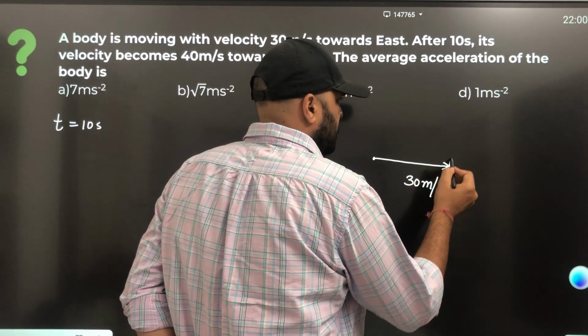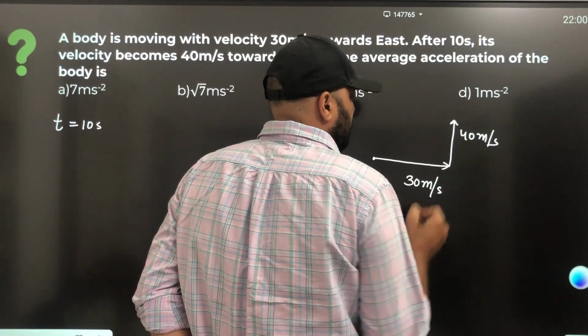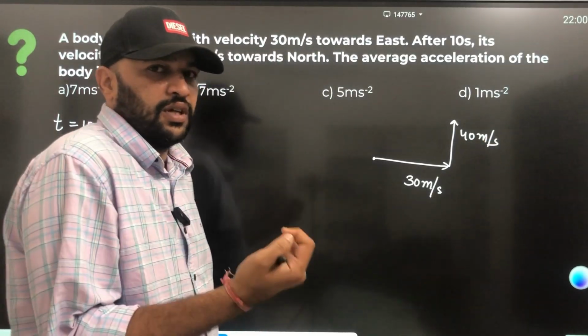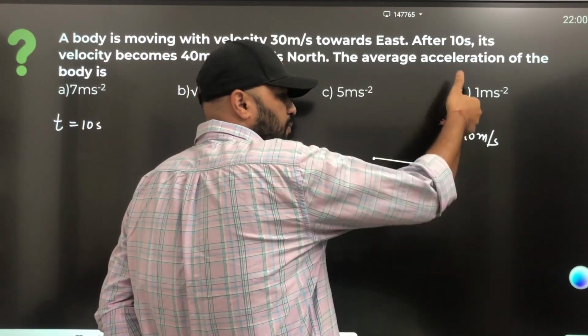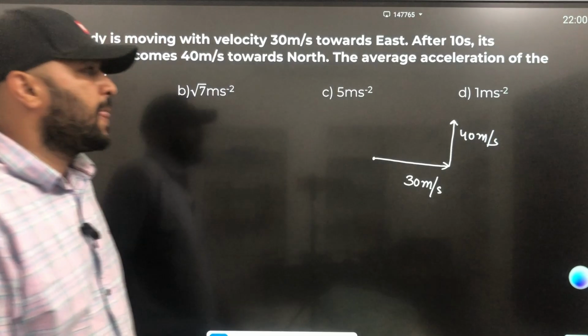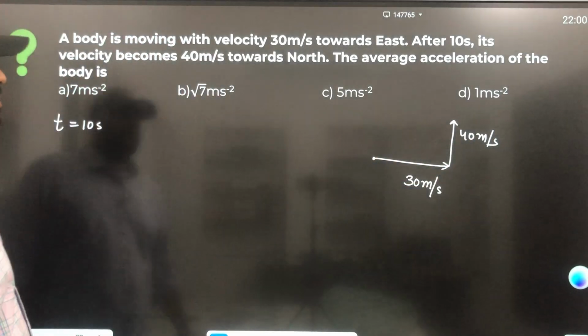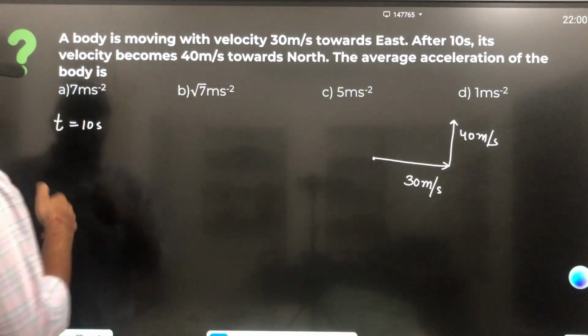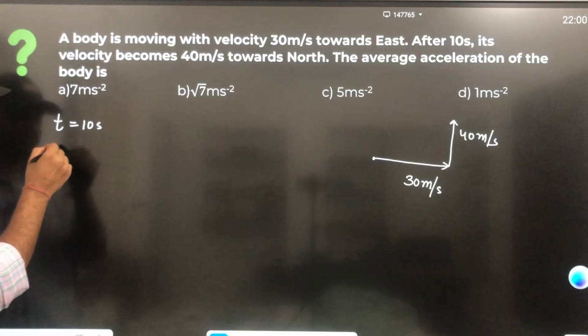So its velocity becomes 40 meter per second towards north. Okay, I'm just assuming that on the right hand side it is east, and in the upward direction it is north, right? And this transition is happening after 10 seconds, as per the problem. The average acceleration of the body. So before we calculate our average acceleration, first of all let me write our initial velocity.